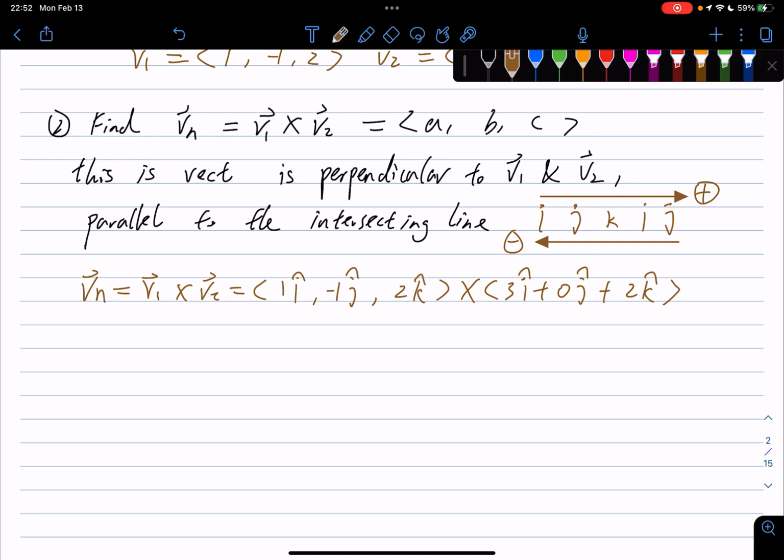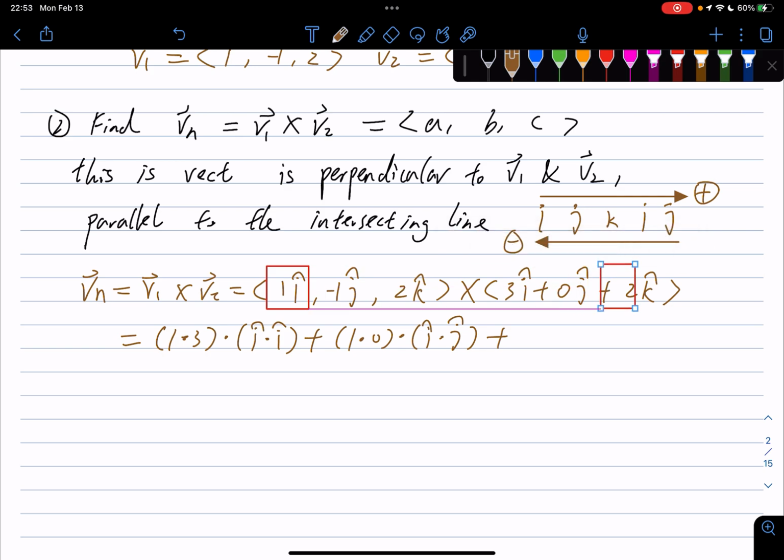So what we're going to do is compute, starting with this vector. I'm going to highlight it in red. I'm going to let this unit vector cross with this vector and this vector. So let's start with a scalar. We have 1 and 3, so 1 times 3, right? It's a bunch of smaller cross products, so it's going to be times i hat times i hat. Plus, and then I'm going to move on to the second one: 1 times 0, i hat times j hat, and then plus, and then move on to the third one, right?